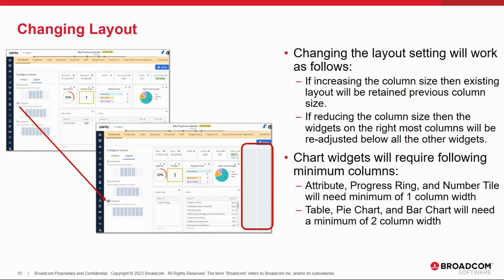The chart widgets that you add to your canvas require a minimum column number. The attribute, progress ring, and number tile, when dragged to the canvas, will require a minimum of 1 column width. You can expand and make it longer, but the smallest size that you can have for them will be 1 column. The table, pie chart, and bar chart will need a minimum of 2 columns. You cannot reduce them to less than 2 columns.